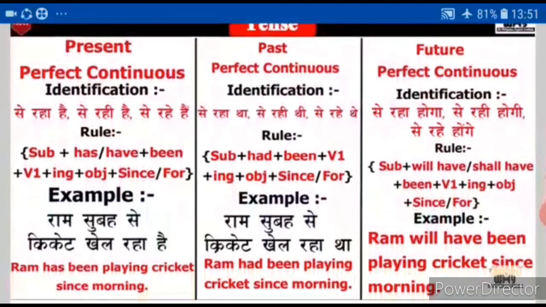Here, if the time is indefinite, then we have to use for, and for definite time we have to use since. Remember this point, students.